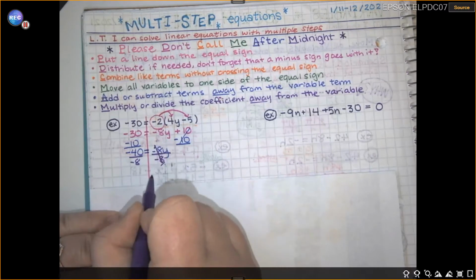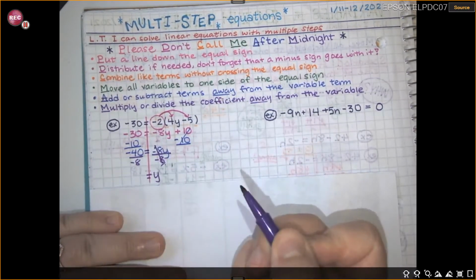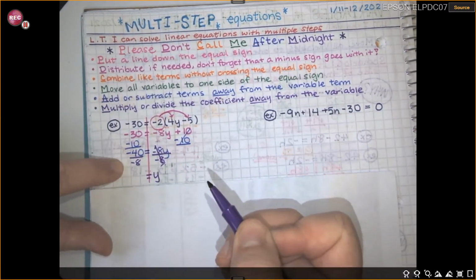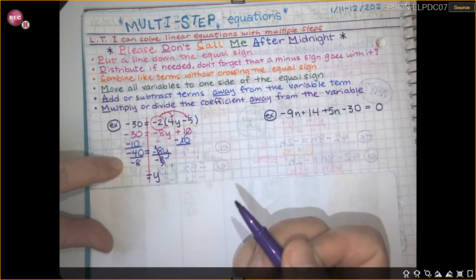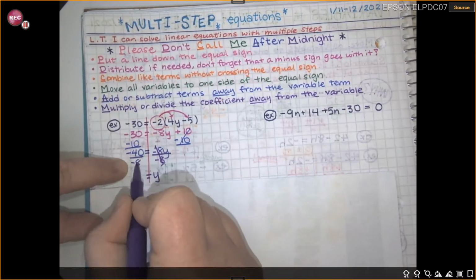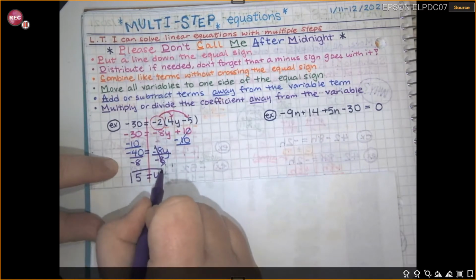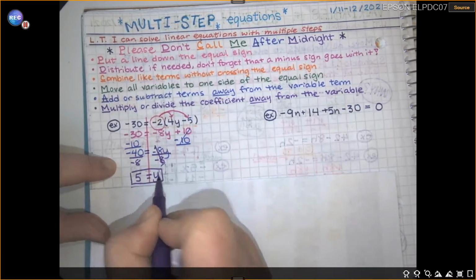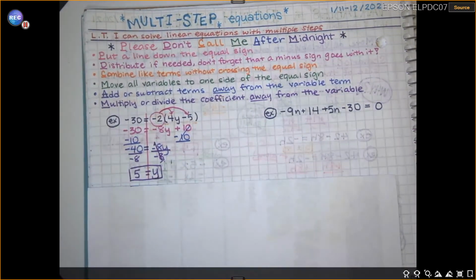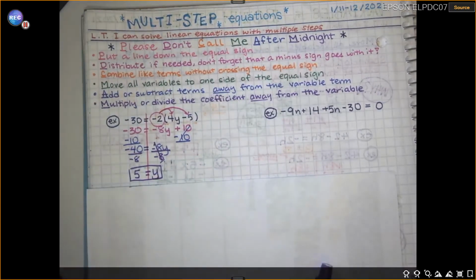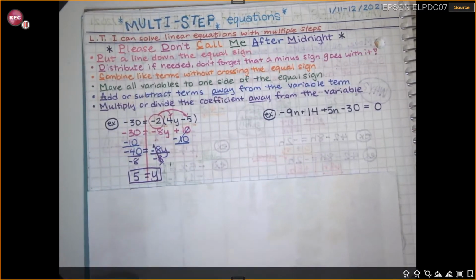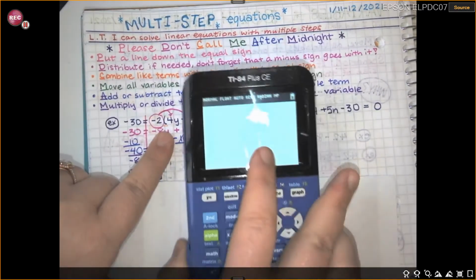They're gone. So I just have y equals, and then on this side, a negative divided by a negative is a positive, and then 40 divided by 8 is 5. So positive 5. Now, just like our other ones, we want to make sure that that is the correct answer. So, if I can open my calculator. What we're going to do is put 5 into the original equation for y.